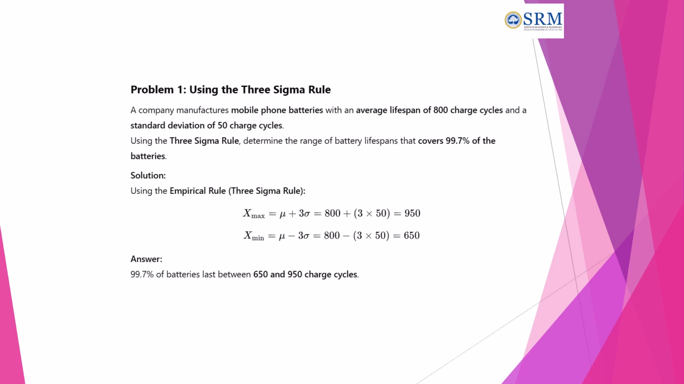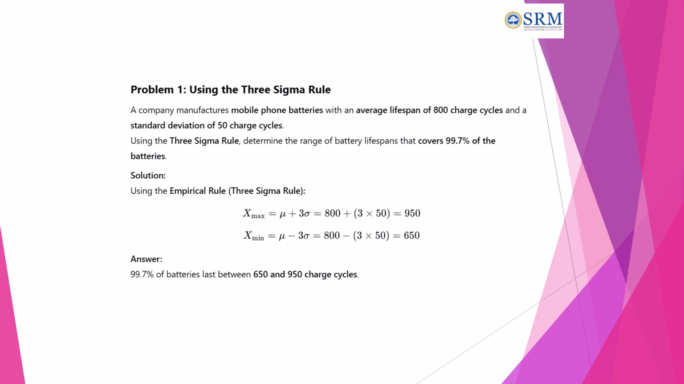In this problem, we use the 3 sigma rule, or the empirical rule, to find the range within which 99.7% of the mobile phone batteries' lifespans fall. The company's batteries have an average lifespan of 800 charge cycles and a standard deviation of 50. According to the rule, most of the batteries will last within 3 standard deviations above and below the mean. We calculate this by adding and subtracting 3 times the standard deviation from the mean.